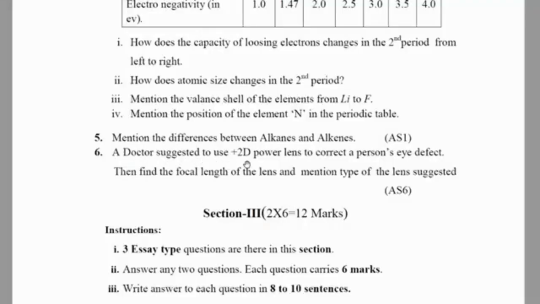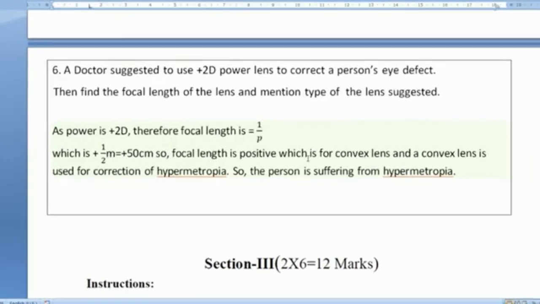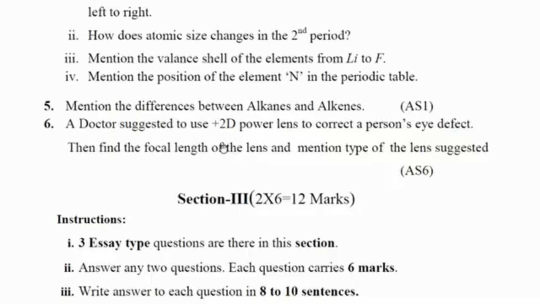A doctor suggested to use a +2D power lens to correct the eye defect. Then find the focal length of the lens and mention the type of lens suggested. So focal length is positive, which is for a convex lens, and a convex lens is used for correction of hypermetropia. So the person is suffering from hypermetropia.